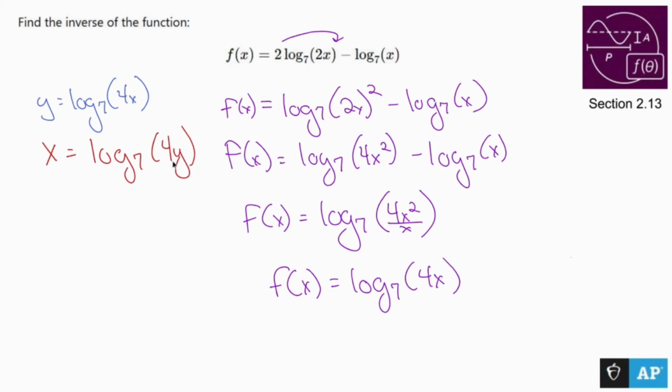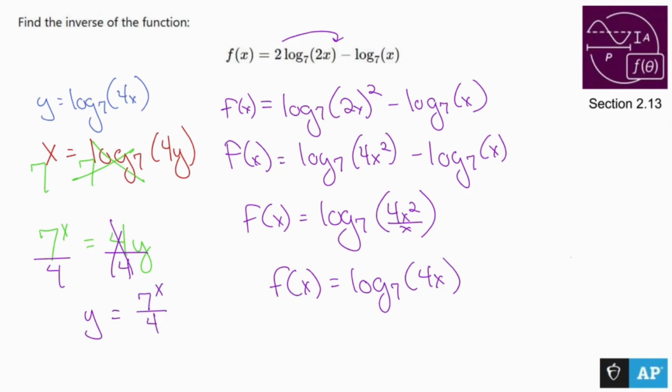In order to solve for y, I have to get rid of log base 7, and I do that by raising 7 to both sides. That allows me to cancel out the log. So I have 7 to the x equals 4y. In order to get y all by itself, divide both sides by 4. Y is all alone now, and that equals 7 to the x all over 4.